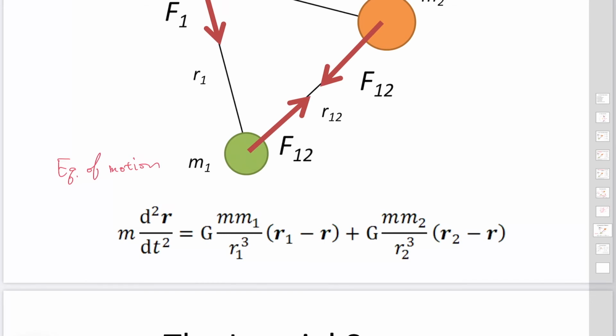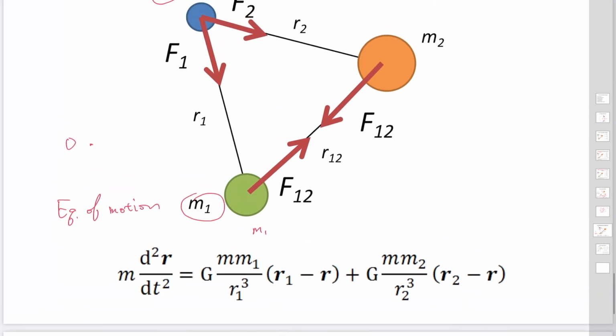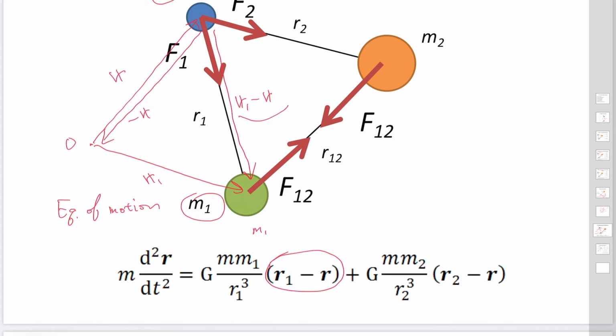So this is the gravitational force acting on the object with mass m from m sub 1. R sub 1 minus r. You consider this the position of the origin. This is the r sub 1 vector. This is the r vector. Then this is the negative r vector. So this vector is expressed as r sub 1 minus r vector. So this is actually equal to this one.